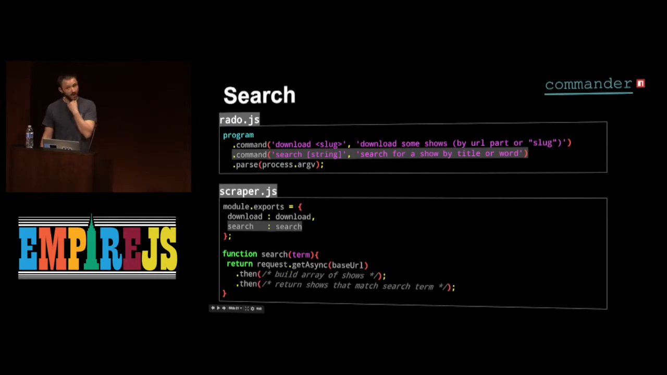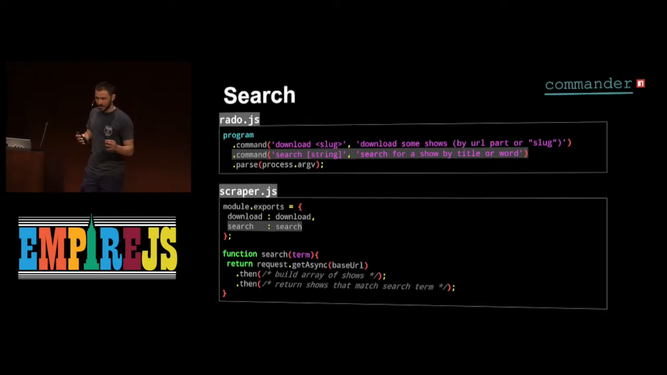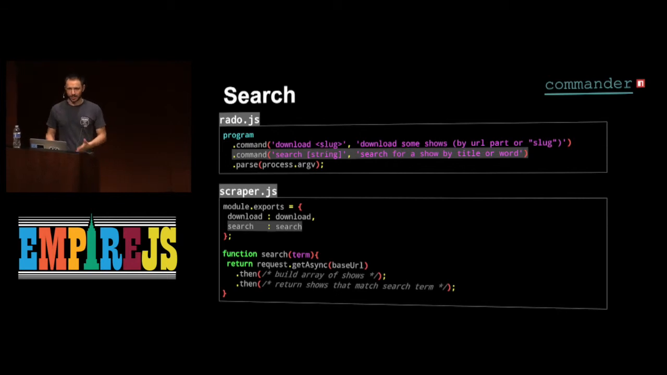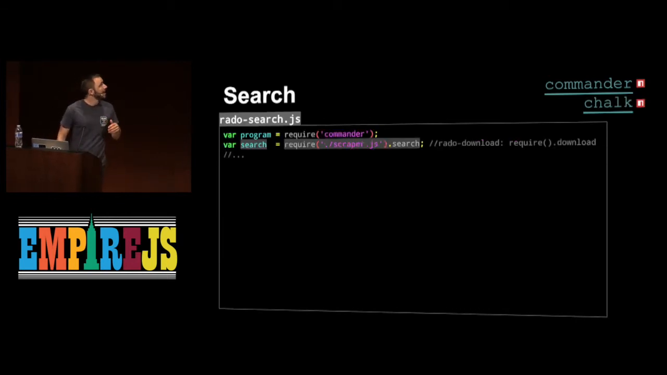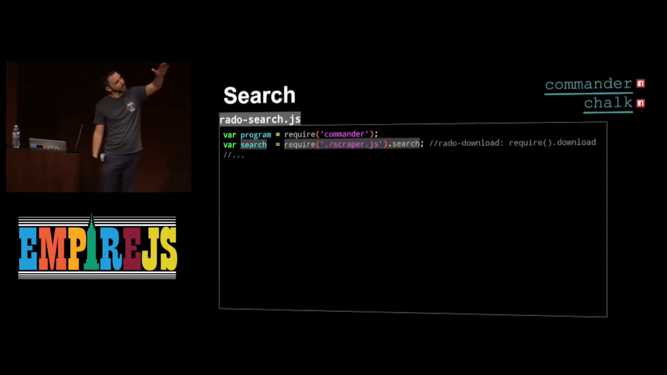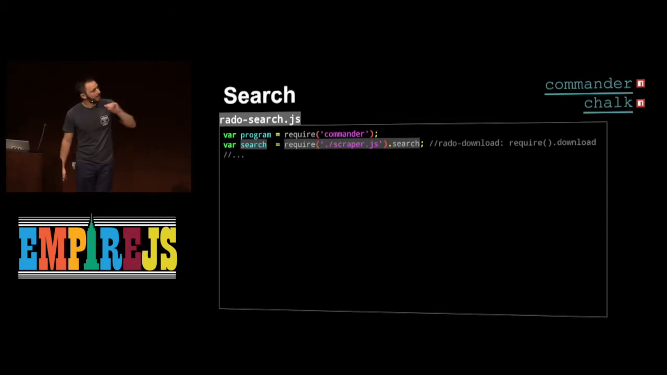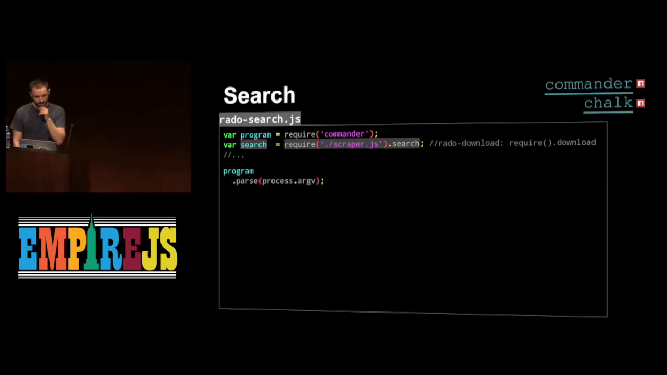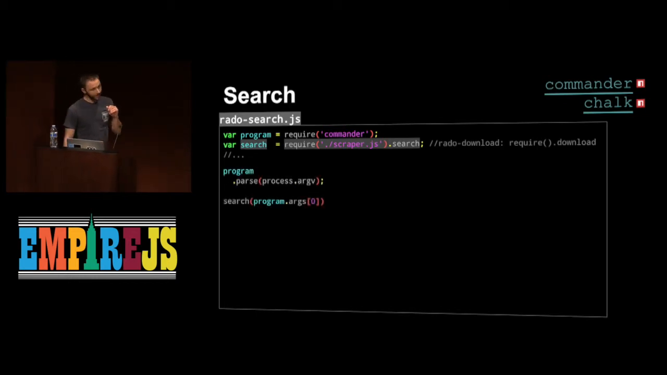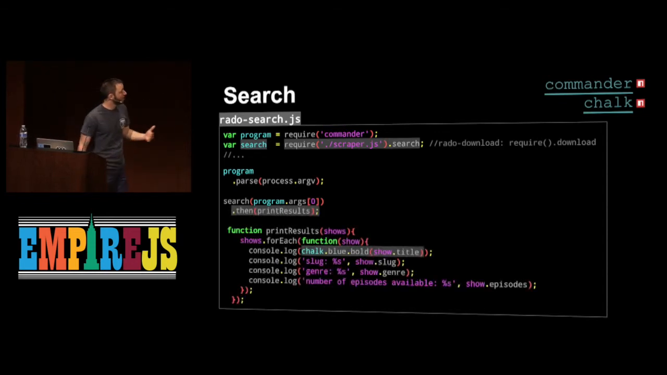In our search function, I'm just going to look at it from real high level. It returns a promise. Request get async, I've wrapped to return promises. It gets the home page, and then it builds an array of all the shows, and then it filters down and returns a list of shows that match the search term. So it doesn't actually do anything with the results, it just returns them to use elsewhere. Now in our rado-search file, we can require scraper.js search, and we've also done the same over in our download file. We parse the arguments with program, and then call our search function, which, remember, returns a promise. And when the promise resolves, the results are ready, and we can go ahead and print them.